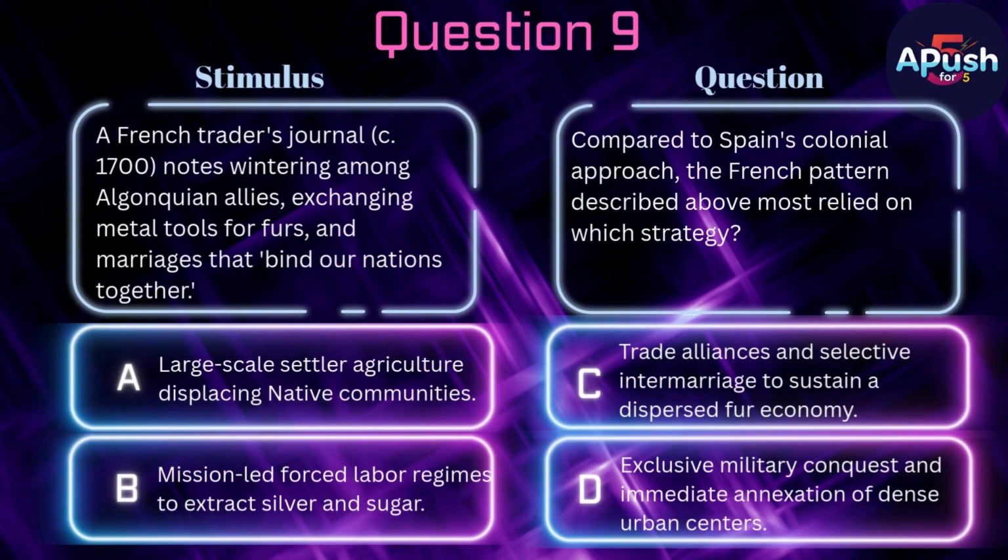A. Large-scale settler agriculture displacing native communities. B. Mission-led forced labor regimes to extract silver and sugar. C. Trade alliances and selective intermarriage to sustain a dispersed fur economy. D. Exclusive military conquest and immediate annexation of dense urban centers.